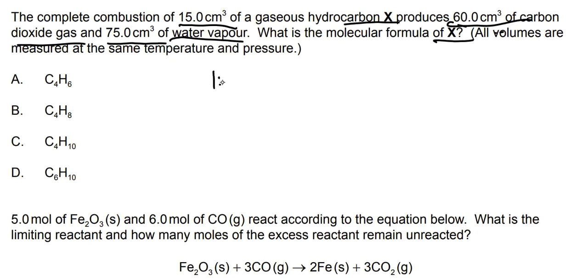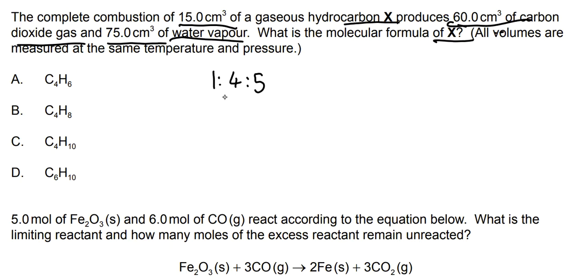So if we say this is hydrocarbon X, and let's say that 15 cubic centimeters is 1 mole, then 60 of carbon dioxide gas would mean there's 4 times as much. So there's a 1 to 4 ratio between the hydrocarbon and carbon dioxide. And with water vapor, there's a 1 to 5 ratio because 15 times 5 is 75.